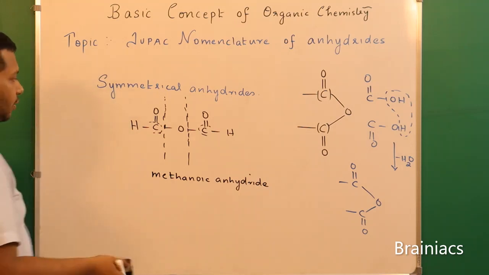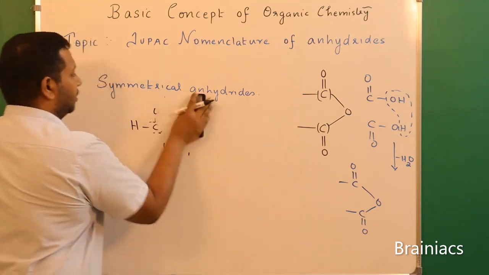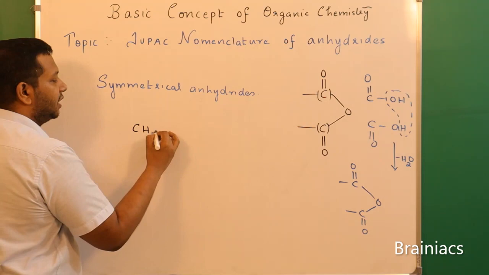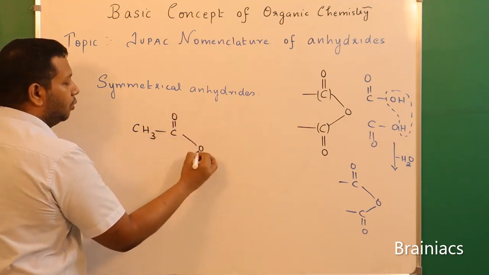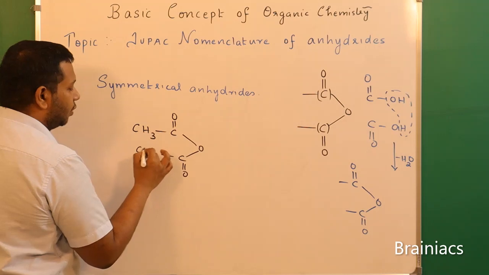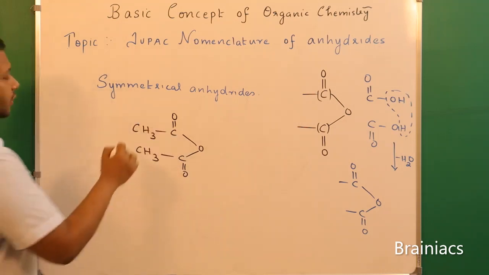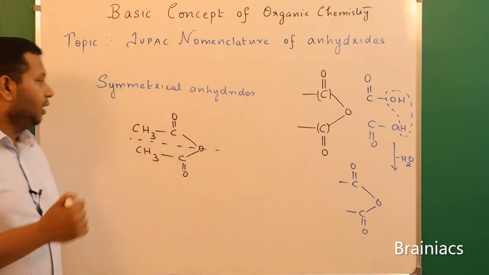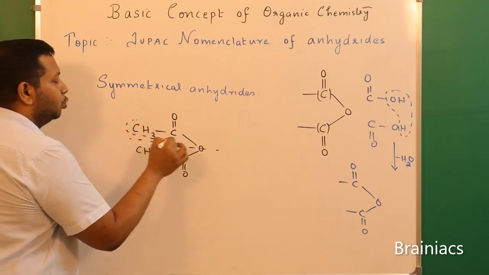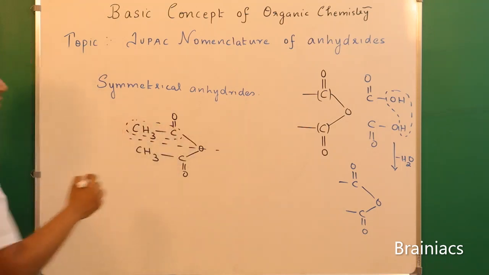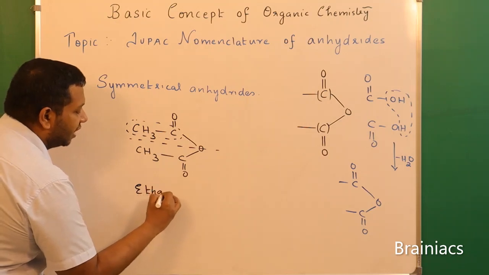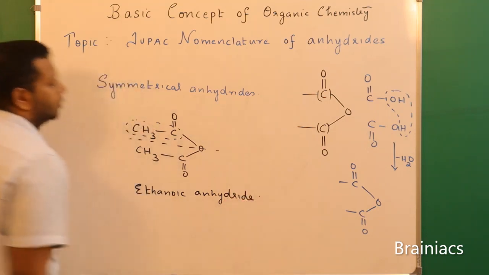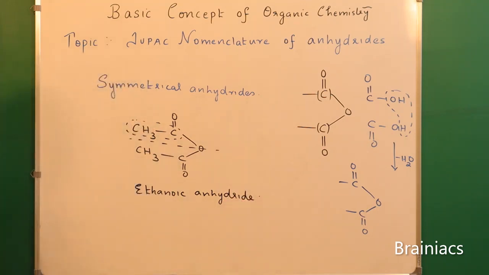Now let me give you another example, then it becomes easy for you to understand. Let's see something like this: CH3, C double bond O, O, C double bond O, CH3. These are all different representations. Here also I can see from this oxygen atom, this is symmetrical in nature, above and below. How many carbon atoms are here? Two carbon atoms are there. Two carbon atoms means what is the term? Eth. So I can say ethanoic anhydride is the term used. Understood? Let's see another example.